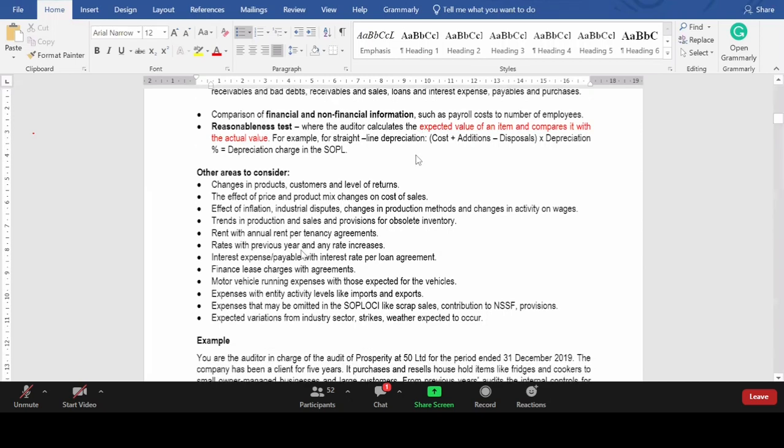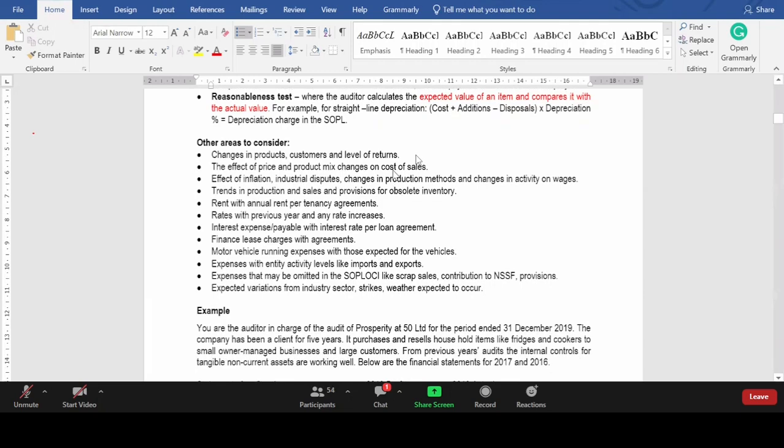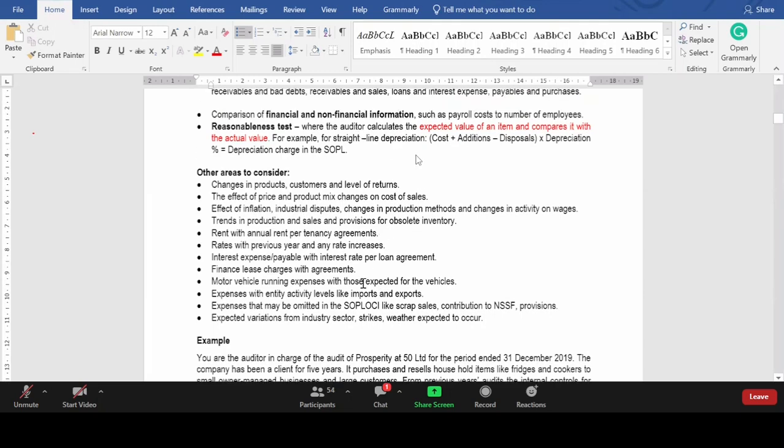Then rates with previous years and any rate increases. There are many rates here. There are interest rates, inflation rates, and many others. Tax rates, when you compare current year and previous year, are they increasing or decreasing? If they're increasing, you must alert the company of the possible effects on the profits of the company.